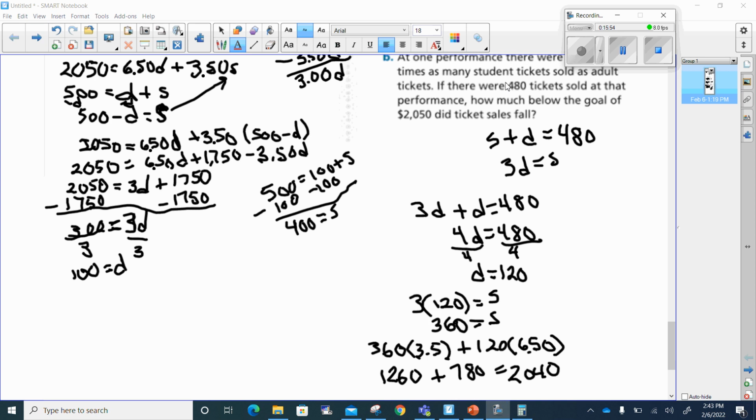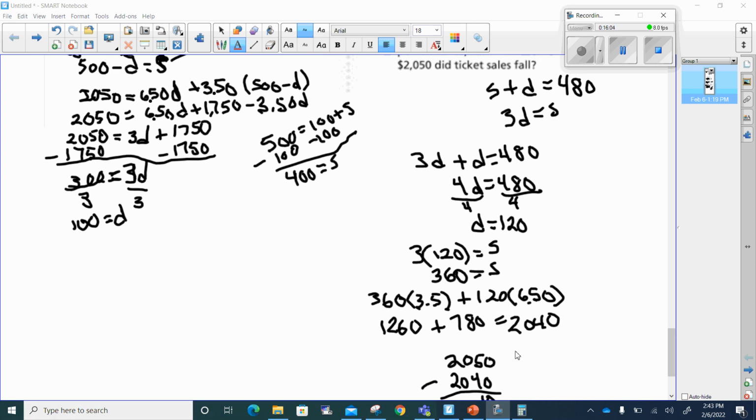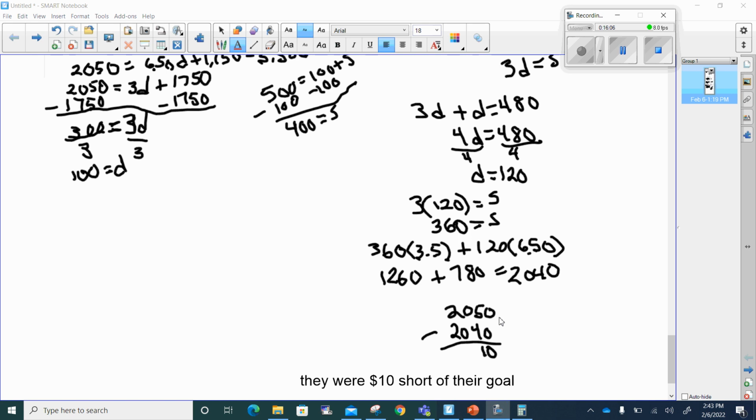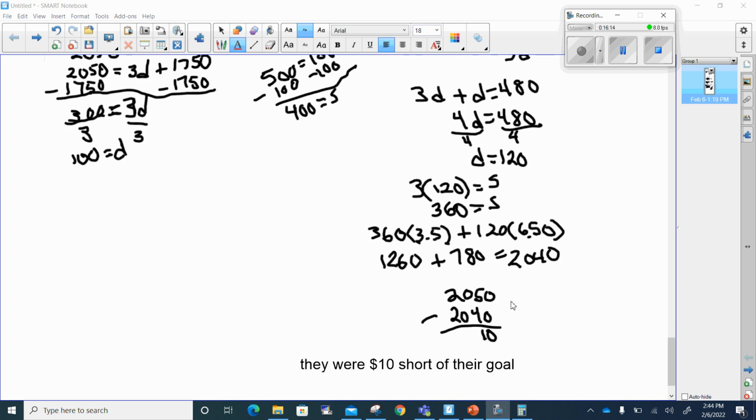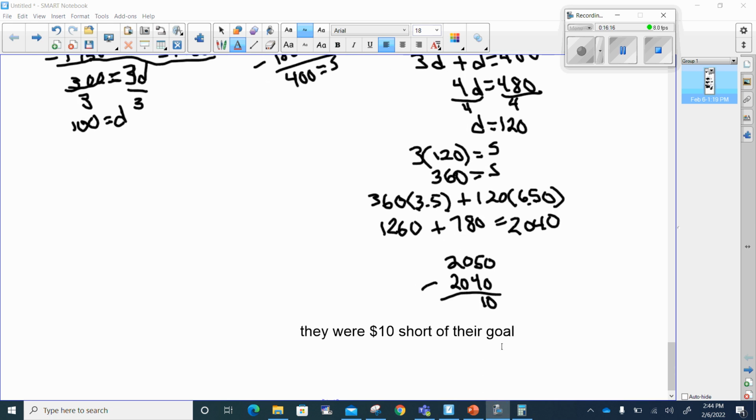Remember, they wanted to know if there were 480 tickets sold at the performance, how much below the goal of 2,050 did the ticket sales fall? So I can minus 2,050. I could take 2,040 from it. That tells me there's 10. Since that's money, that's $10. So they were $10 short of their goal.